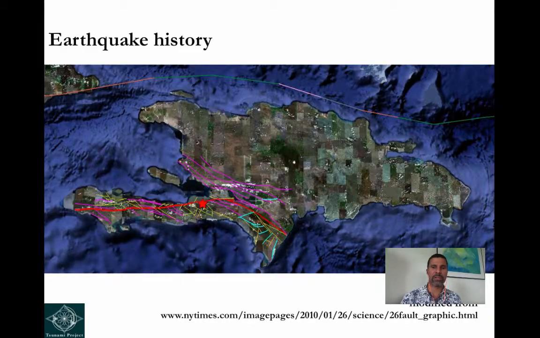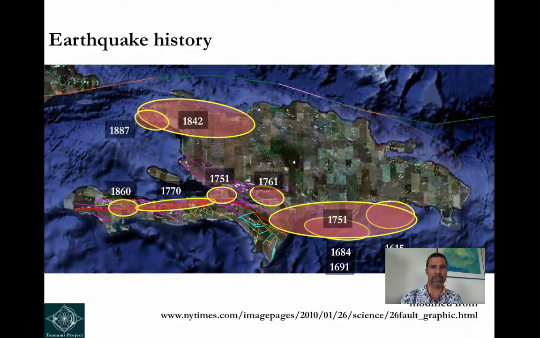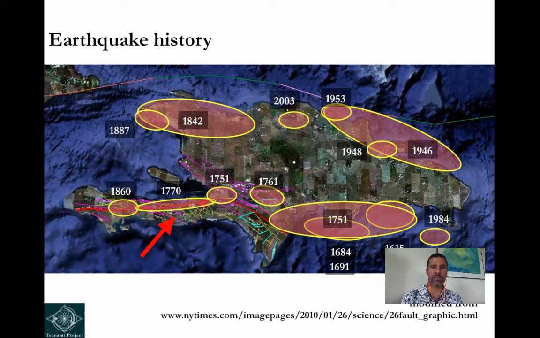If we look into the earthquake history of Hispaniola, you can tell it's had a very busy earthquake history. Records started in the early part of the 17th century and continued through the present day. The last big earthquake around Port-au-Prince was in 1770 on the Enriquillo fault, we think, which is about the same length of fault that ruptured in the 2010 earthquake. You can see some really big earthquakes up by the Septentrional fault in 1946 and 1842. Those are much more damaging earthquakes, as was the 1751 earthquake in the southern part of the Dominican Republic.